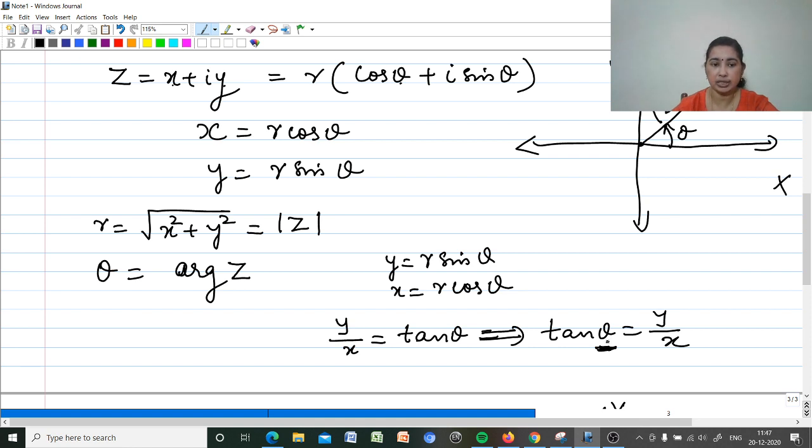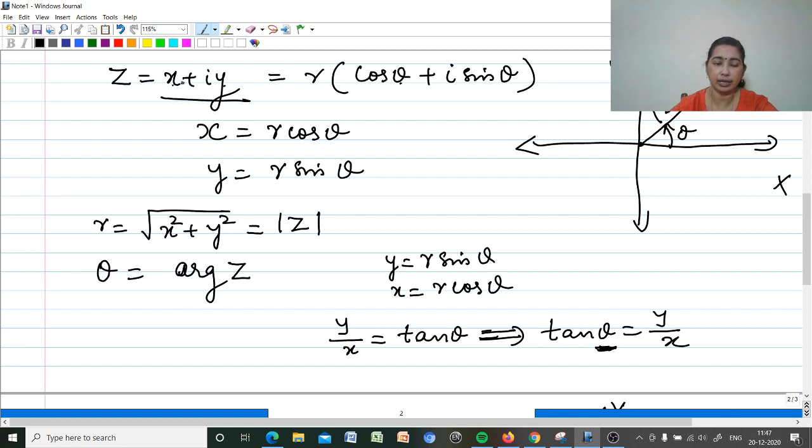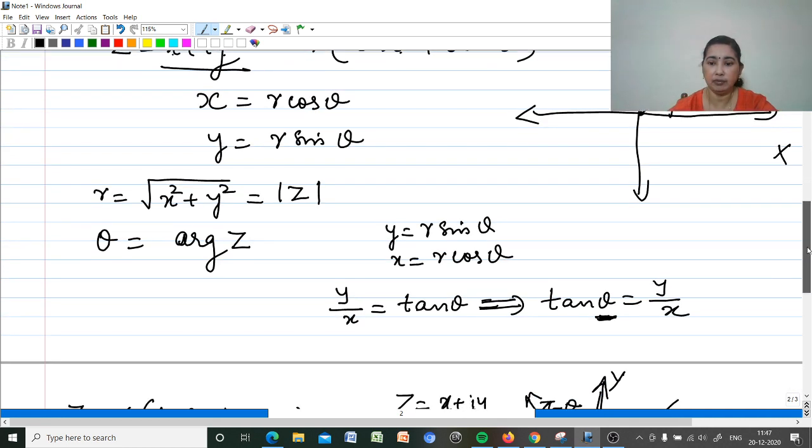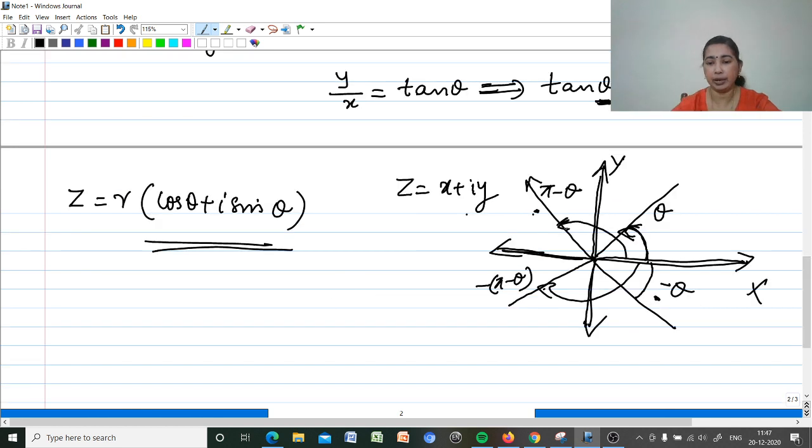And the value of theta depends on which quadrant it is lying in. That you have to check with the complex number. What is the sign of each value, x and y, whether it is positive or negative, all these you have to consider before finding the polar form. So first you have to check in which quadrant x and y are lying, and according to that, you have to decide.